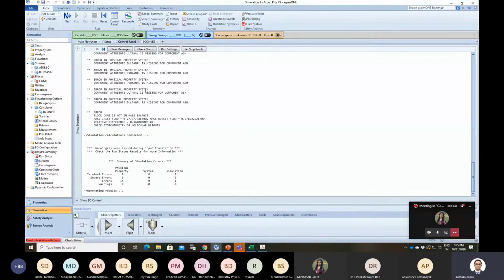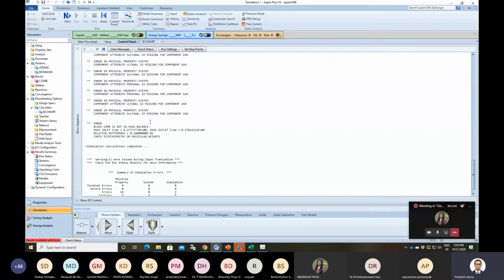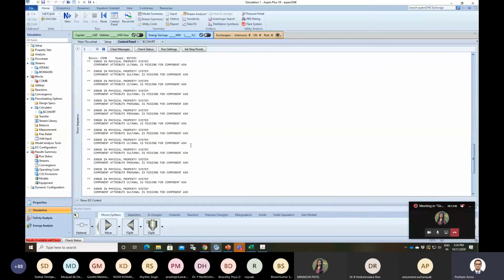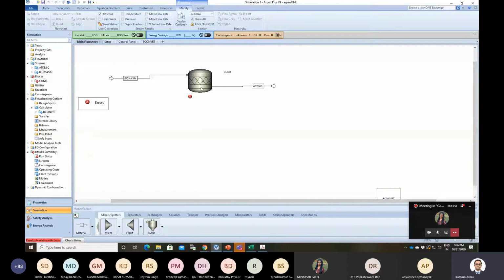okay, so it's still giving me an error. Okay, now the thing is that the ash, I haven't defined anywhere what the ash is going to look like. That's why it's giving me an error. So where do I do that?